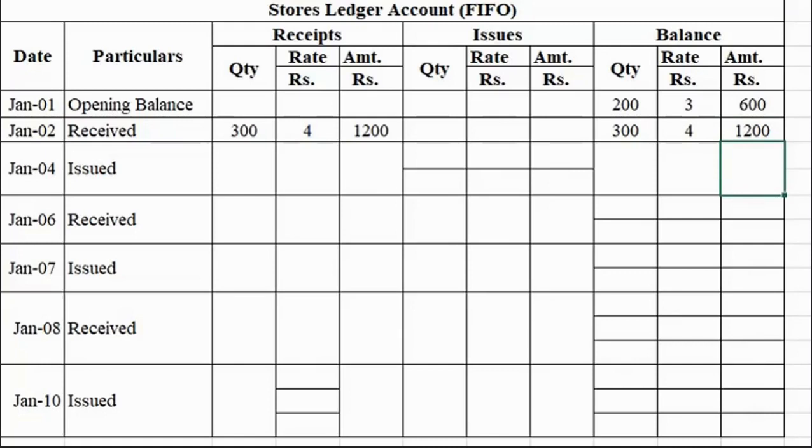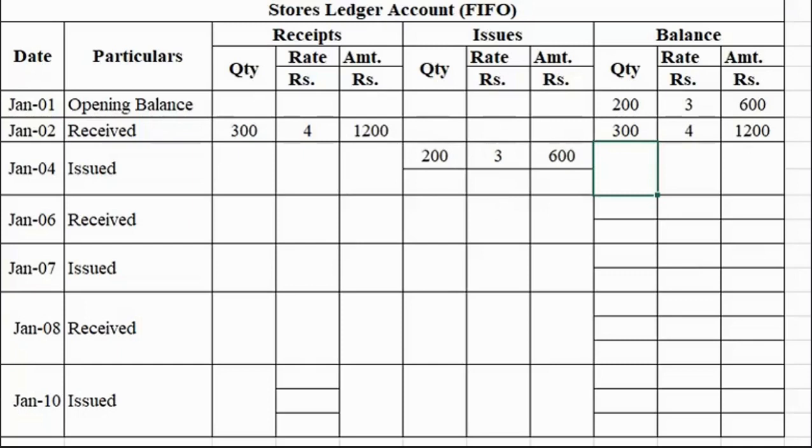When you have to issue the goods of 250 units, you have to first consider the units which are in the first in category. We have the opening balance already with us, which is in the first in category, that is 200 units. So we will issue the 200 units first. So 200 units at 3 per unit, the total amount is 600 rupees. They have asked me to issue 250 units. Now I have given the 200 units, which is the first stock available.